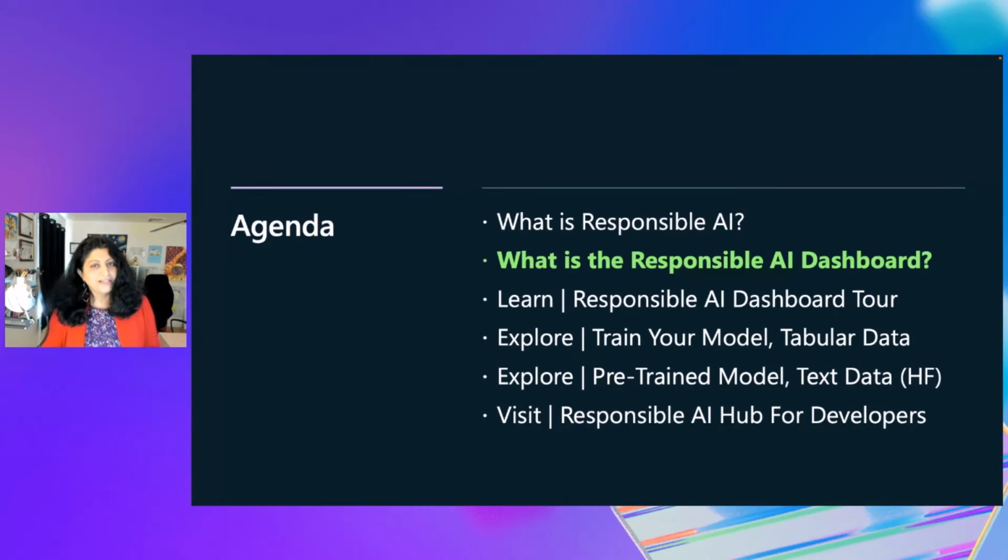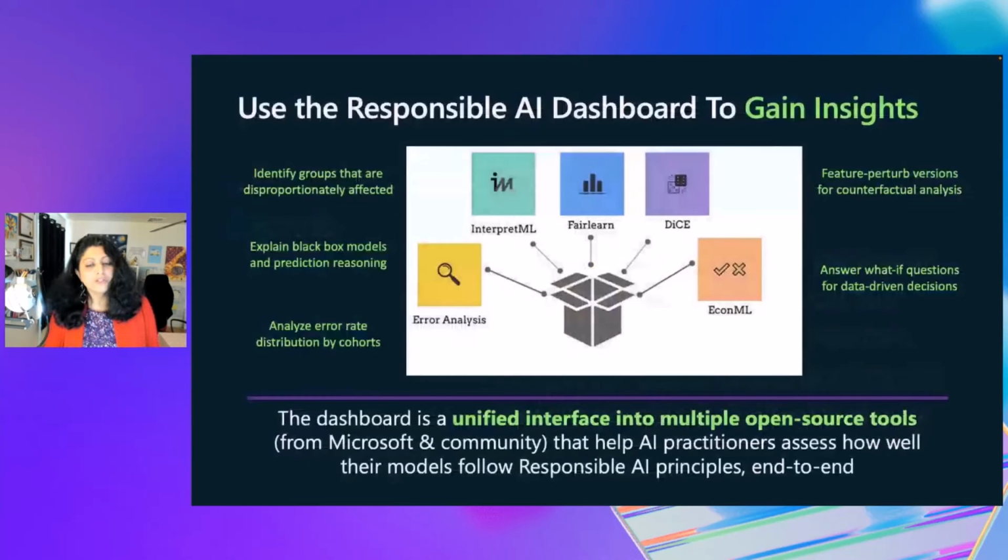When you think about the responsible AI dashboard, think of it as a bunch of open source tools that exist today that have been created by various organizations, Microsoft Research, but also open source communities. There's a whole bunch of these, as you can see on this. Error analysis helps you analyze the error rate distribution by specific cohorts. InterpretML can help you understand black box models and prediction reasoning. Fairlearn helps you identify groups that may be disproportionately affected in your model. DiCE lets you do feature perturbations to understand counterfactual analysis. EconML lets you ask what-if questions for data-driven analysis.